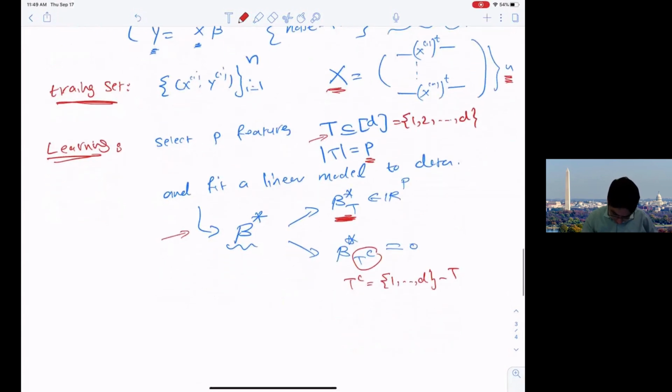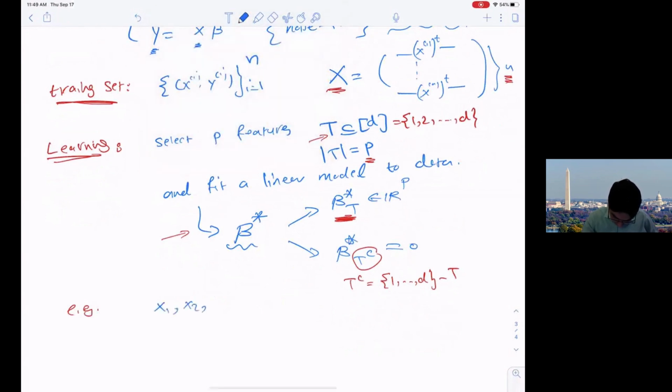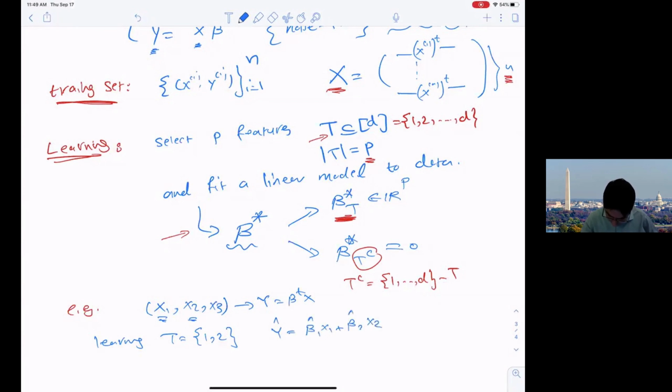So maybe I go with an example. Let's say you have three features, x1, x2, x3, and you predict y, right? So this is beta times x. In my learning, let's say I'm going to use only feature 1 and 2. So my prediction y hat will be some beta hat of 1 times x1 plus beta hat of 2 times x2. Since I'm not using the third feature, that's going to be zero, right? So beta hat of 3 is zero. That's something that I explicitly enforce. I'm just using two features here in order to predict Y from X's. Make sense? Yeah. Okay. Thank you.